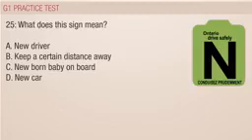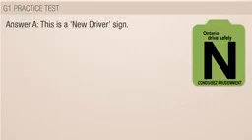Question 25. What does this sign mean? A. New driver. B. Keep a certain distance away. C. Newborn baby on board. D. New car. Answer A. This is a new driver sign.